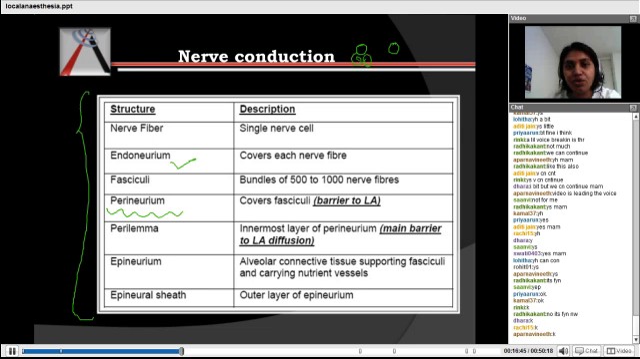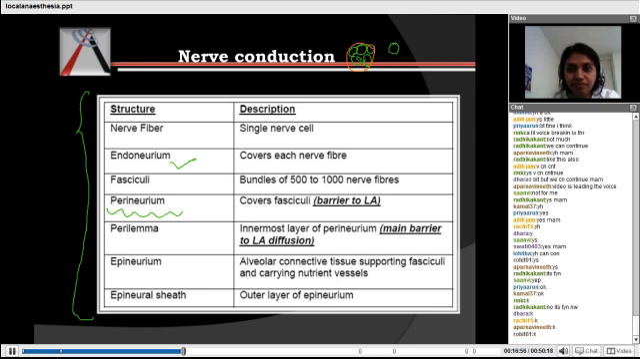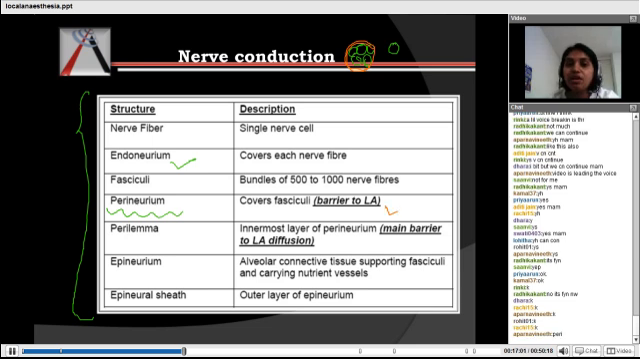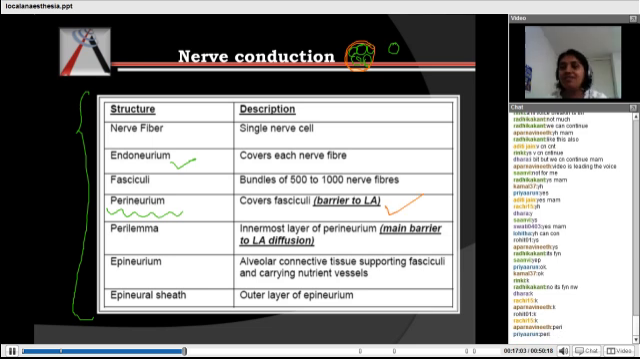Then we get the bundles. These bundles are called fasciculi. The lining of the fasciculi is called the perineurium. And this perineurium is the main barrier to local anesthesia. It is here the local anesthesia takes the most time to get inside the nerve. Now if you look at perilemma, perilemma is the innermost layer of perineurium and is the main barrier to local anesthesia diffusion.